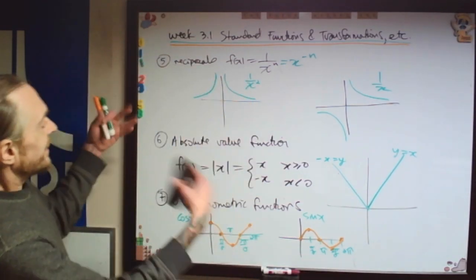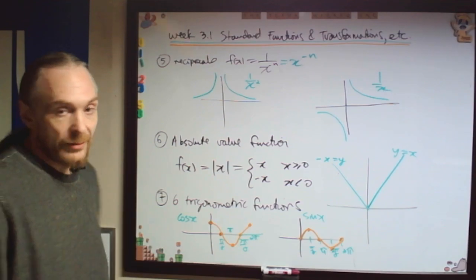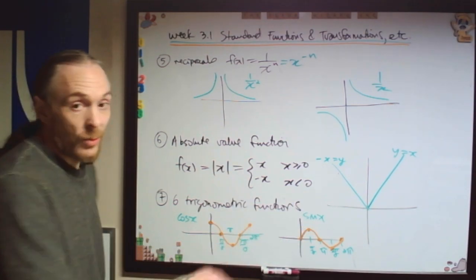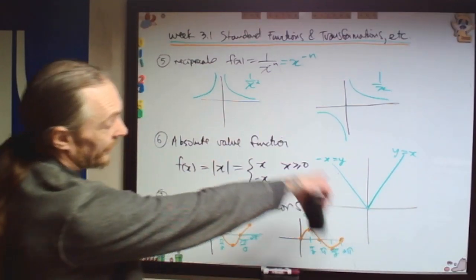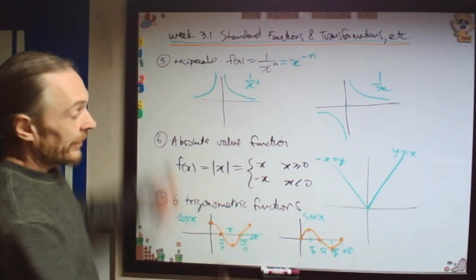So this is basically the main functions. There's a whole bunch in here. I didn't draw tan or the other ones, but there's a whole bunch of standard functions you should know. If I say sine or cos, it's a wave. If I say absolute value, it's a V. If I say 1 over x squared, it's the Atari functions, etc.